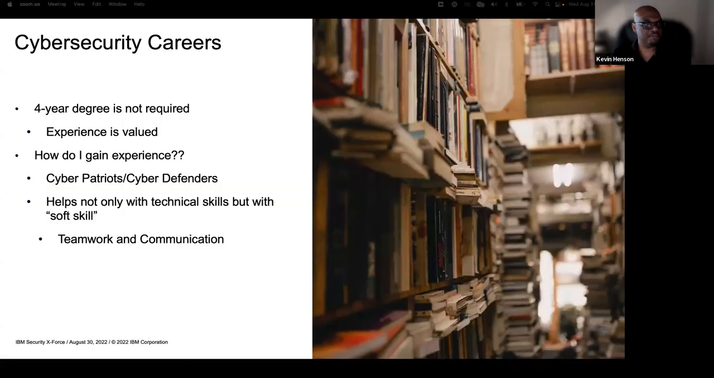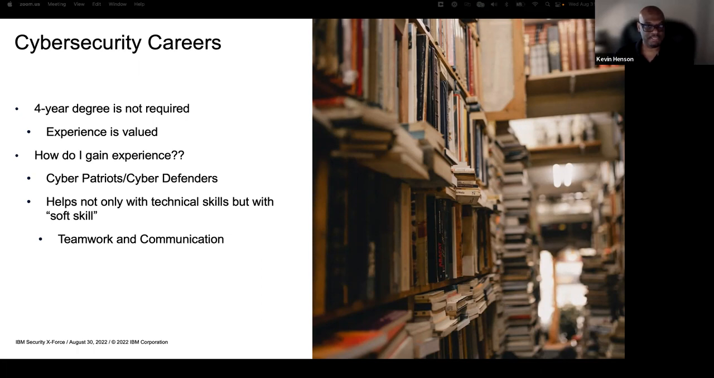With cybersecurity careers, you don't necessarily need a four-year degree, even though I have one, to get started within the field. And I don't think you necessarily need it to get hired by a company. What a lot of companies look for is hands-on experience. Coming out of high school, obviously you won't have a whole lot of hands-on experience, but what you will have is experience as a cyber defender. So participating in programs like this helps build your resume, helps give you experience that another student may not have.